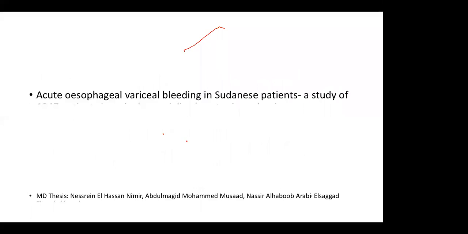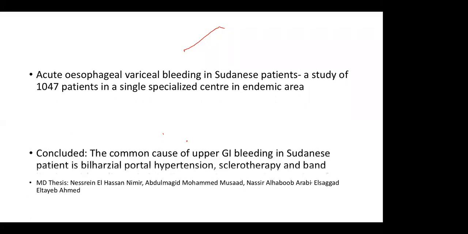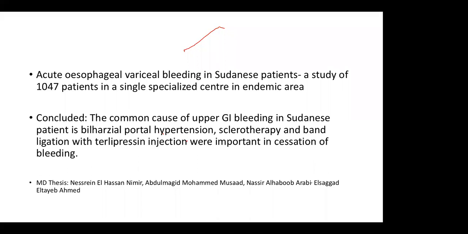And the last one is by Dr. Nassir. She wrote about acute esophageal variceal bleeding in Sudanese patients, a study of 1,047 patients in a single specialized center in an endemic area. She concluded that the common cause of upper GI bleeding in Sudanese patients is bilharzial portal hypertension, and sclerotherapy and band ligation with terlipressin injection were important in cessation of bleeding.